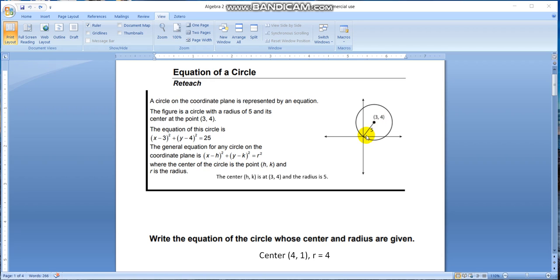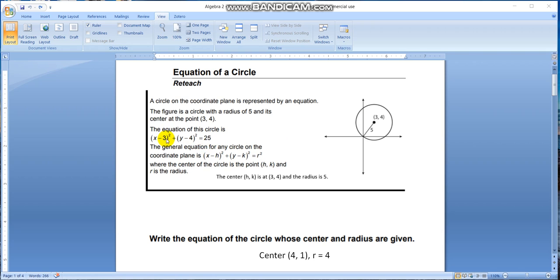If you forgot what a radius is, the radius just goes from the center to the outer part of the circle. And its center is at the point 3, 4. That means that if you start with a circle in the middle, the center is shifted 3 units to the right and 4 units up. So the equation of this circle is given by this equation, where h is 3 and k is 4.